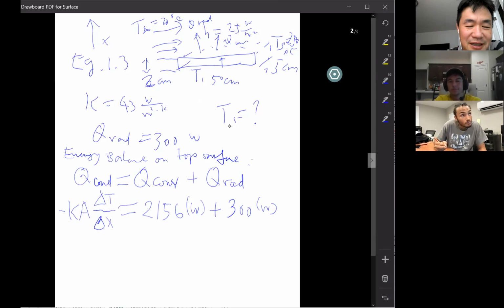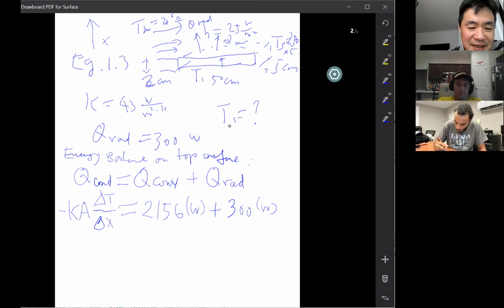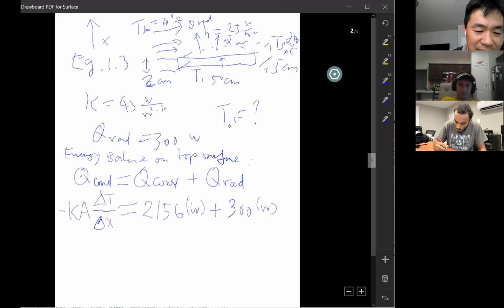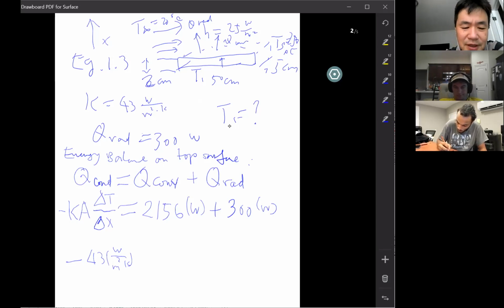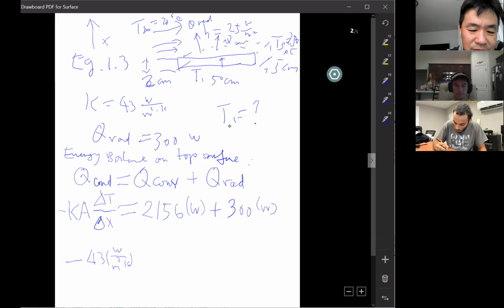So let's write one more line and put in the values. Negative k, which is 43 watt per meter kelvin. I always like to keep the units. It's for yourself to check that everything's right. Units have to be consistent from left to right. What is A, do you know?